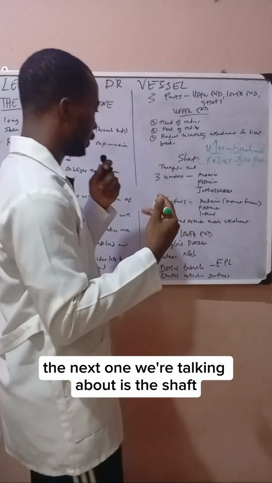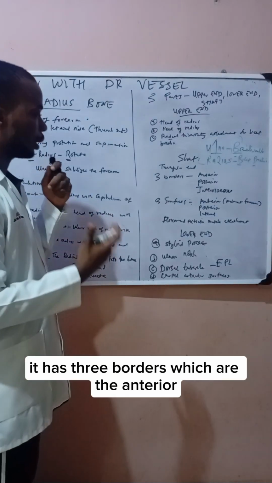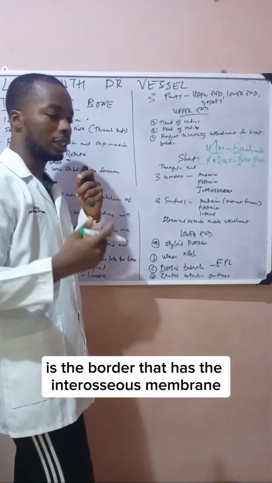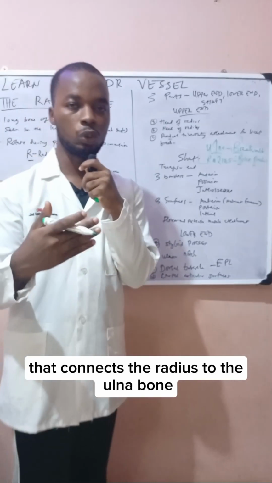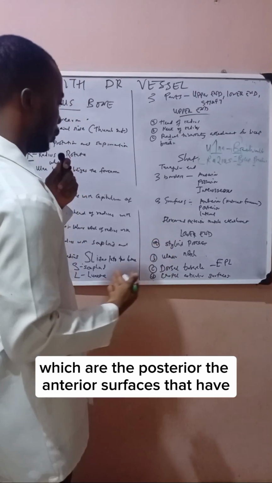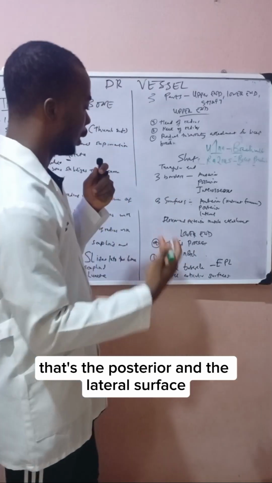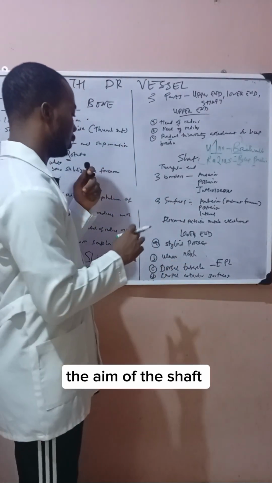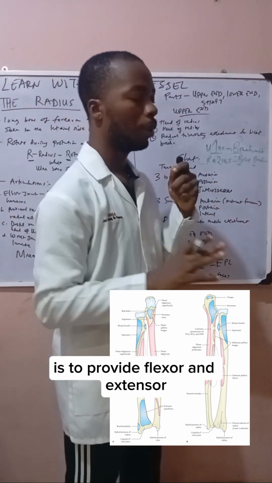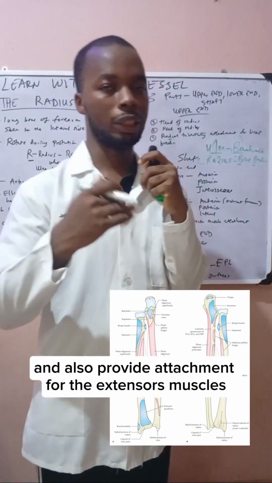The next one we're talking about is the shaft of the radius. The shaft of the radius is triangular in shape. It has three borders, which are the anterior, posterior, and interosseous border. The interosseous border is the border that has the interosseous membrane that connects the radius to the ulnar bone. It has three surfaces, which are the anterior surface, which has the nutrient foramen, the posterior, and the lateral surface. The aim of the shaft is to provide attachment for the flexor muscles and also for the extensor muscles.